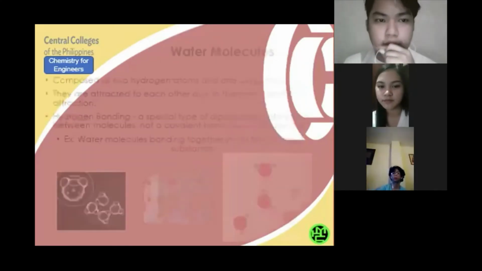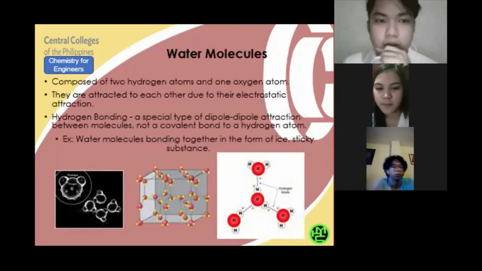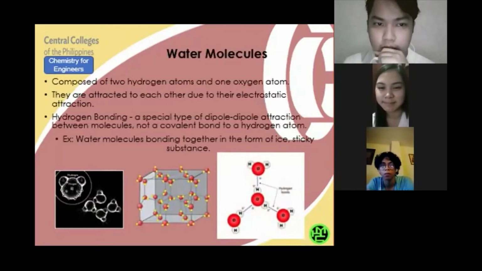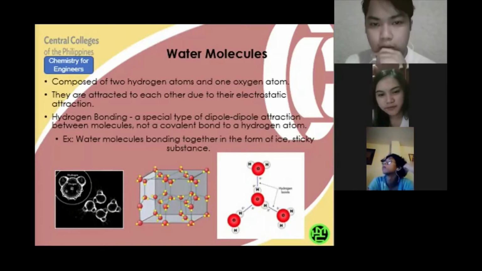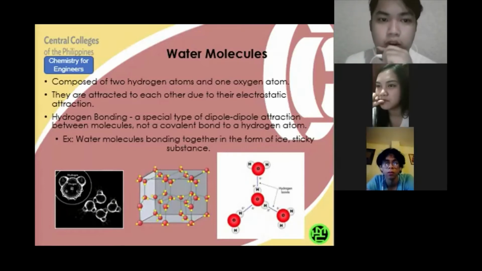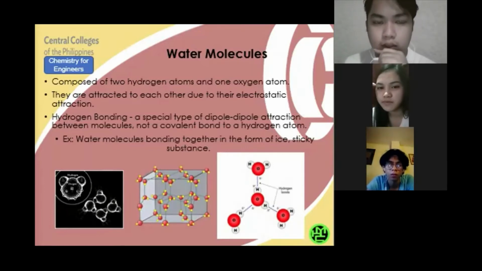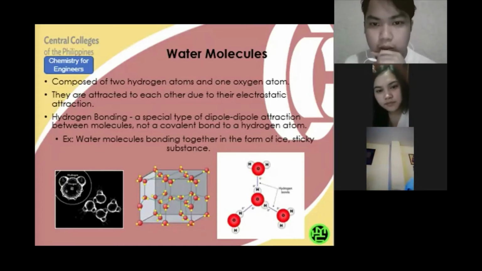Hello everyone. Today I'm going to report to you about the water molecule and the unique property of water. First, what is a water molecule? A water molecule is a molecule because it contains molecular bonds. Water is also a compound because it is made from more than one kind of element, oxygen and hydrogen. These types of molecule are called a diatomic molecule, a molecule made from two atoms of the same type.